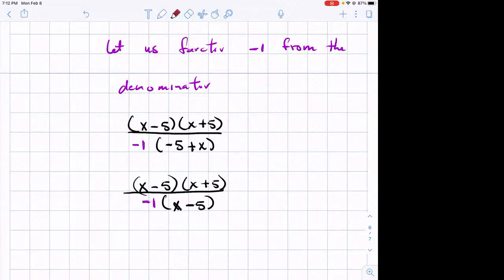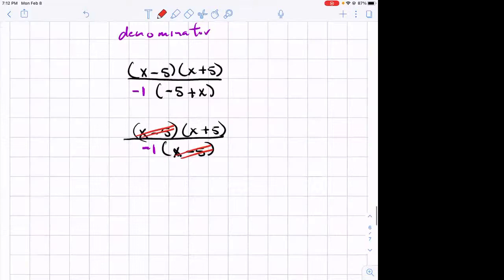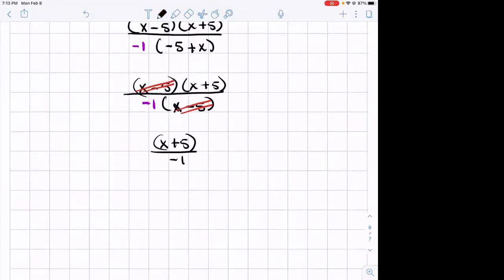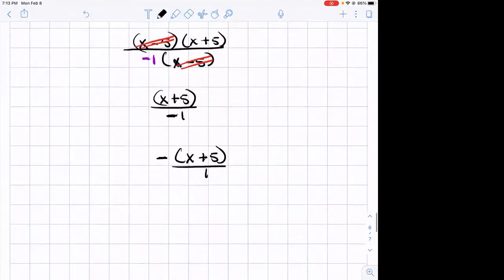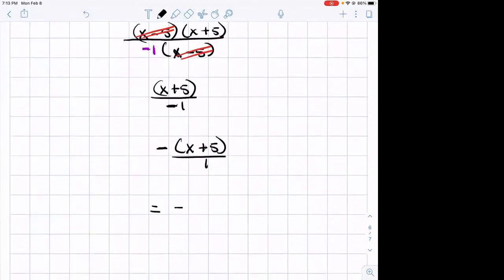And now you will see that this is the same as this. And because they're the same, we can reduce them or cancel them, as we say. So that leaves me with x plus 5 divided by -1. Okay? And we said that we generally don't leave a negative in the denominator. So if I put it in the numerator, it becomes x plus 5 over 1. And we don't have to write it over 1. So finally, we have negative, x plus 5 in parentheses. And that's our final result.